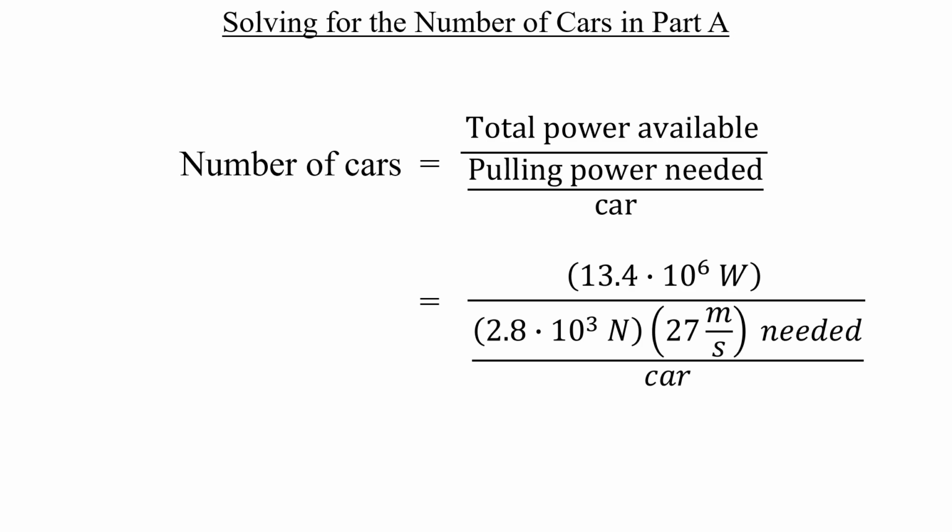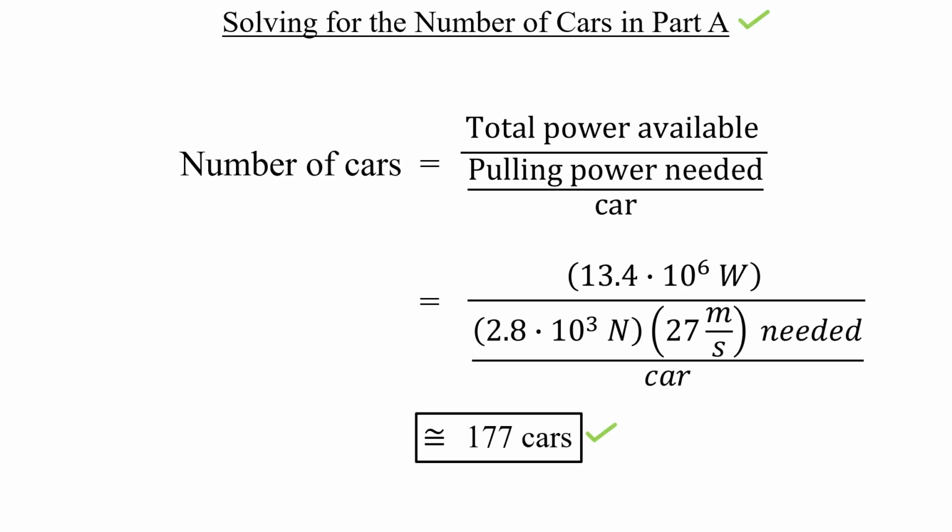When we plug that into a calculator, you'll get a result slightly larger than 177. Now, we can't pull a quarter of a car along, so we'll have to reduce this to the nearest whole number, which is 177 cars. And we won't break this down using significant figures because we want an exact amount of cars that we can take. So that is our answer to part A.